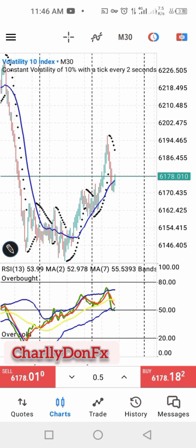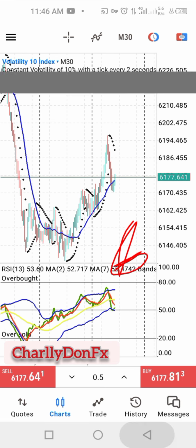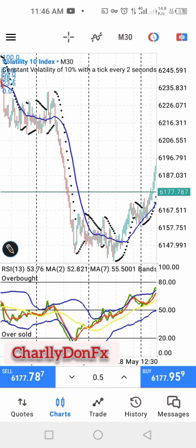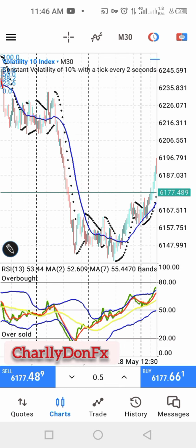Okay, so now for today, the market is still on. So what do we do? How do you use the previous close of the previous day to determine where the market will be heading? First of all, let's take note of the low on a 30 minutes time frame. You start from the 30 minutes time frame.